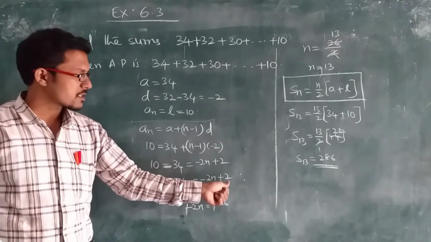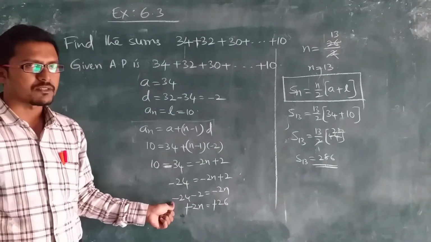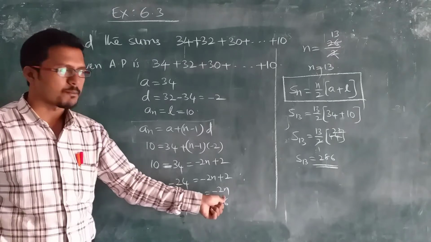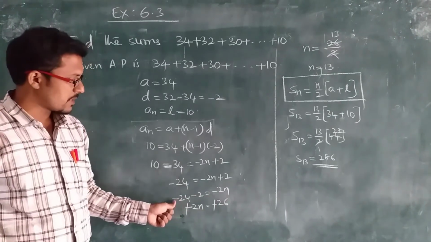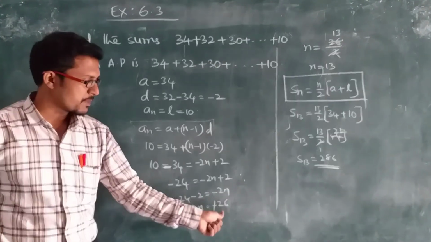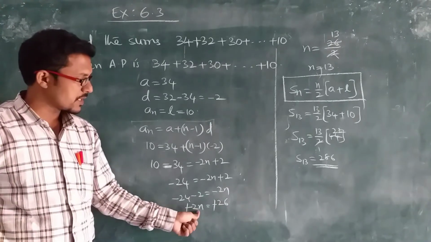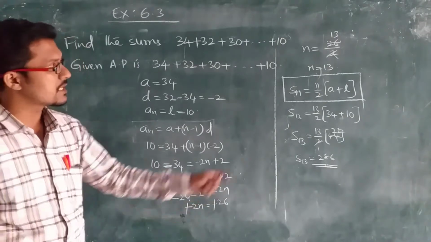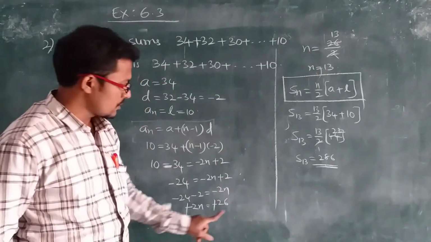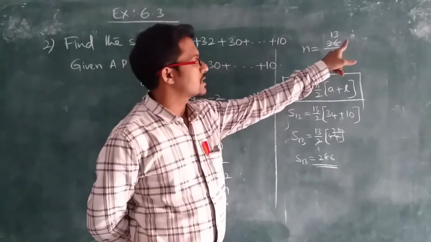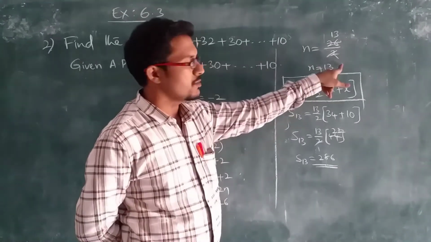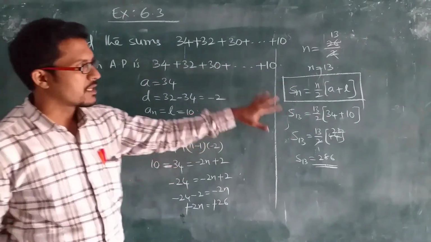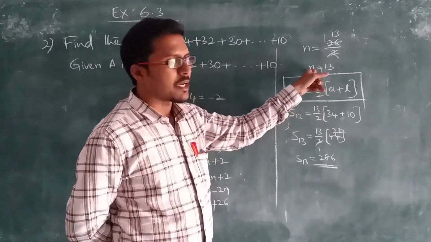Let us transpose this 2 to the LHS, which becomes minus 2: minus 24 minus 2 is equal to minus 2n. We know that minus 24 and minus 2 make minus 26. So here minus 2n is equal to minus 26. Minus and minus get cancelled, so 2n is equal to 26 and n is equal to 26 by 2, that is n is equal to 13. So we got n here, and we can find Sn. The number of terms is 13.